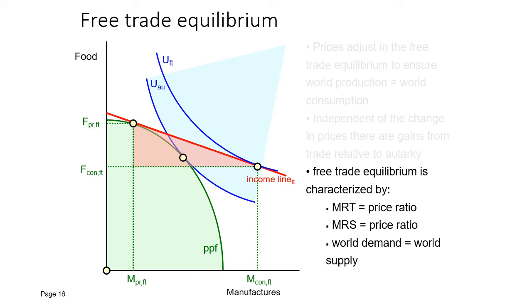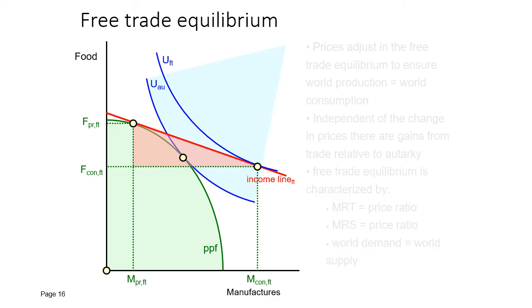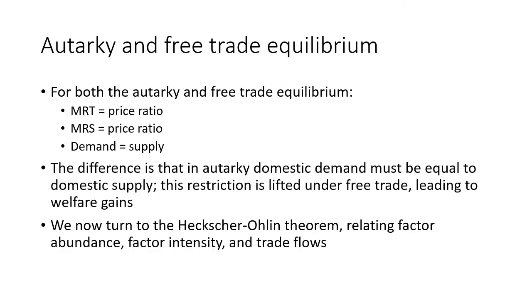An important thing that you need to know, and this is something we've been emphasizing, is that the marginal rate of transformation is exactly equal to the price ratio. That is to maintain profit maximization. And the marginal rate of substitution is exactly equal to the price ratio, and that is to maintain utility maximization. In the end, world demand is equal to world supply. So what we find under both autarky and free trade is that the marginal rate of transformation and the marginal rate of substitution are equal to the price ratio, and that demand and supply are equal under both scenarios.